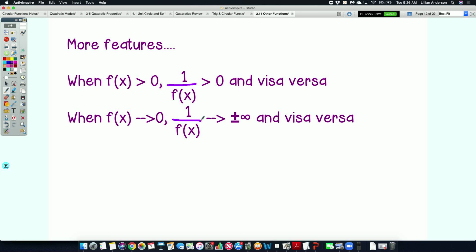And when your y values are greater than 0, it's still going to be the same thing. Pretty self-explanatory. So nothing weird about the behavior of the ends of your graph.